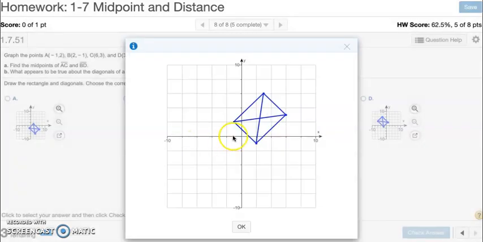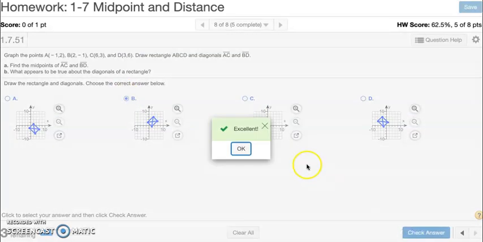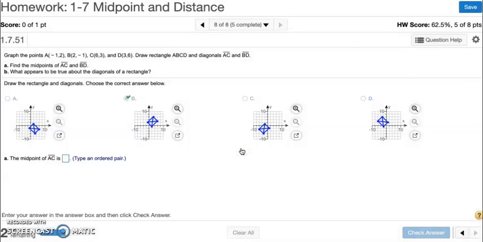Looking at B, we have negative 1, positive 2. B, we have 2, negative 1. C, we have 2, 4, 6, 2 up to 3. So it looks like it may end up being B. And it is. Now we find the midpoints. There we just use the coordinates.